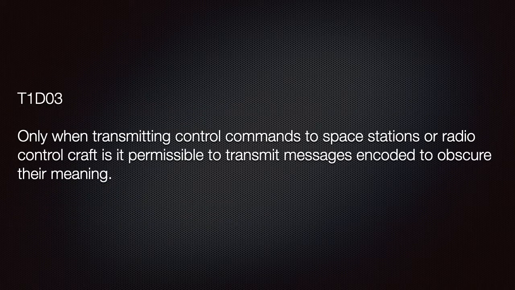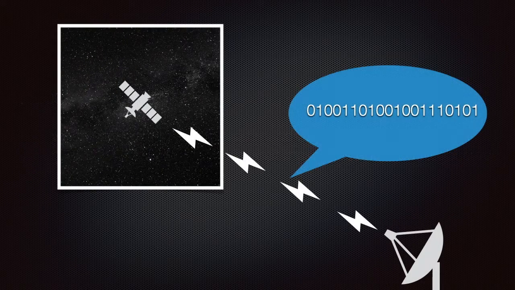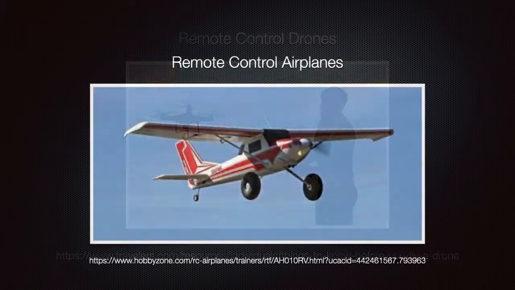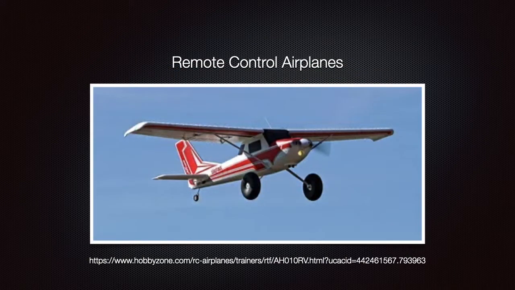We need to understand that only when transmitting control commands to a space station or radio-controlled craft is it permissible to transmit messages encoded to obscure their meaning. It only makes sense that we should protect the control of a satellite, else someone could send control signals that make it do nefarious things. Likewise, it wouldn't be good for someone to take over control of our drone, even a remote-controlled airplane.